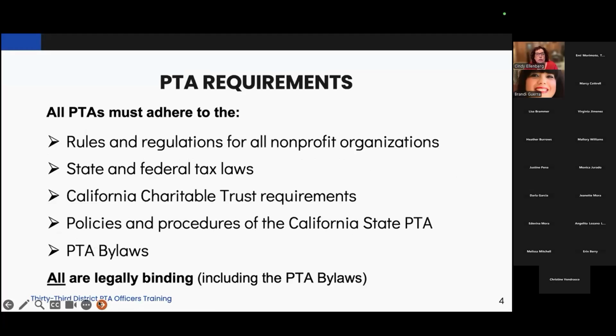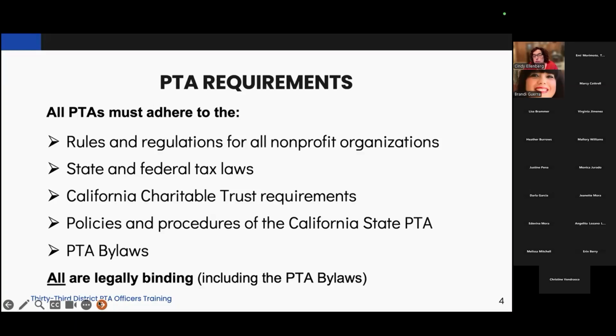There are several requirements for PTAs that they must adhere to, including the rules and regulations for all nonprofit organizations, state and federal tax laws. We are not exempt from filing taxes. As a matter of fact, we must file taxes even if we are not paying anything. We need to follow the California Charitable Trust requirements because if we don't, we will lose our charitable trust and no longer be a PTA.